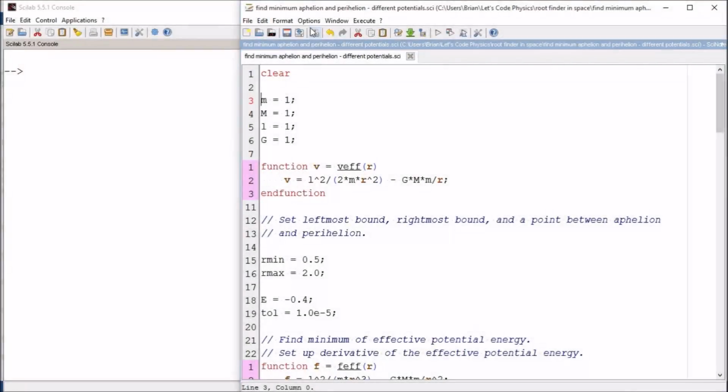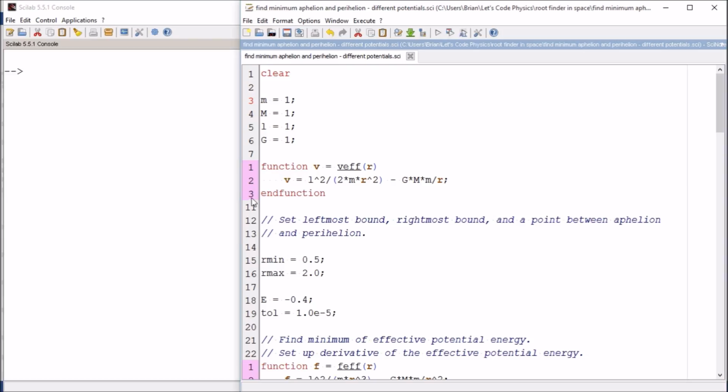Hello and welcome back to Let's Code Physics. We are in episode 6 of our series on finding the minimum, aphelion, and perihelion of a planet's orbit around a star. We checked our code last time by putting in the values for the Earth going around the Sun. So we put in the mass of the Earth, the mass of the Sun, a period of 1 year, an appropriate value for G, and we ended up with the accepted values for the minimum, aphelion, and perihelion for the Earth. So we've shown that the code works.